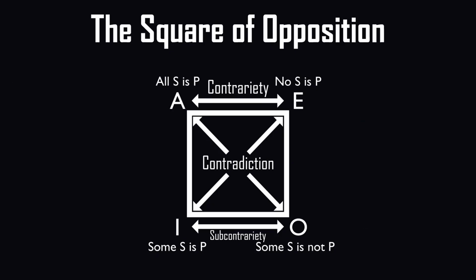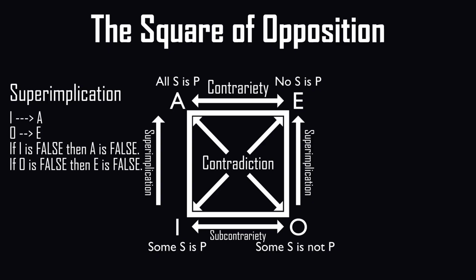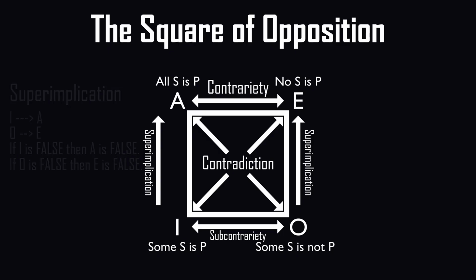Alright, for the final two, we have some simple ones. Starting off with superimplication. This compares the relationships of all four propositions going from I to A and from O to E. Superimplication only has one rule. If I is false, then A is false, and if O is false, then E is false. This goes up the square of opposition.